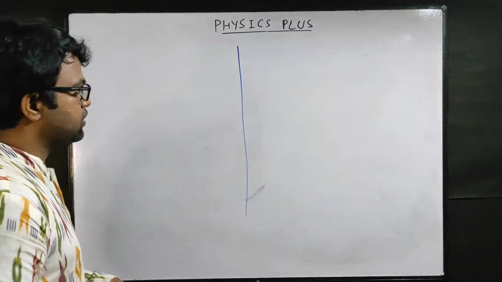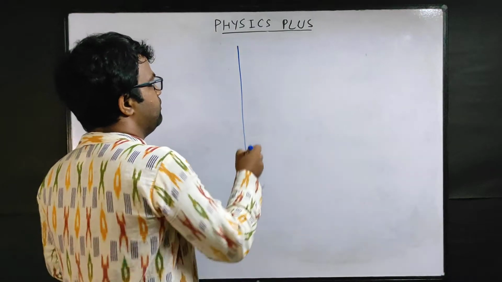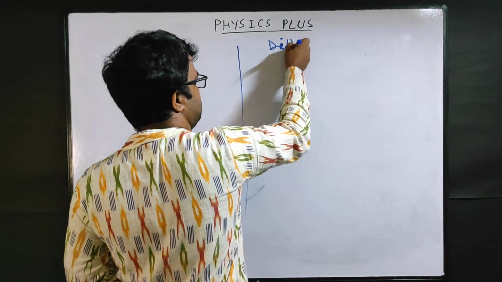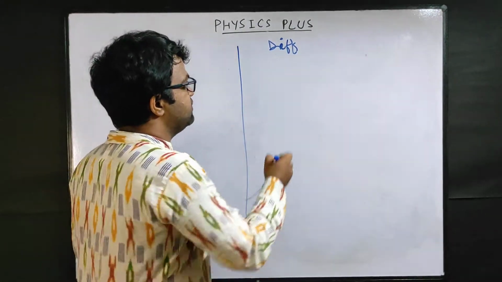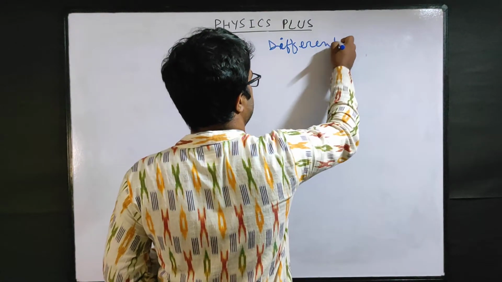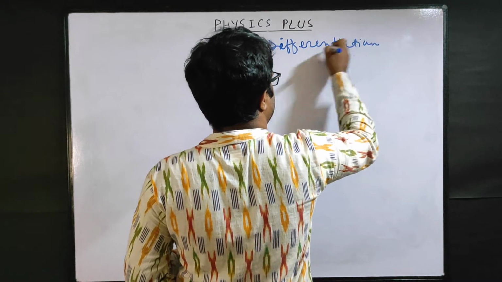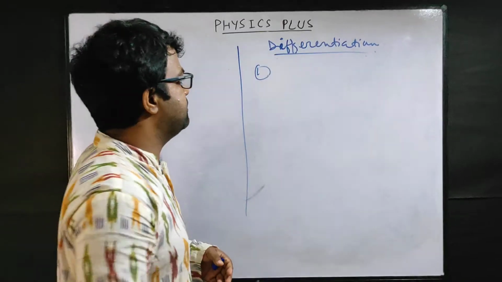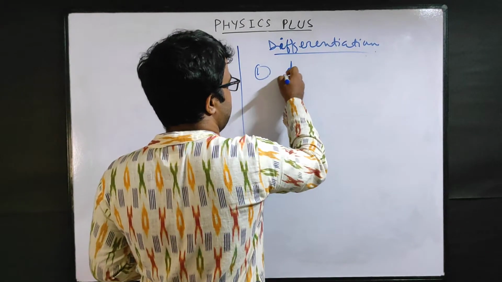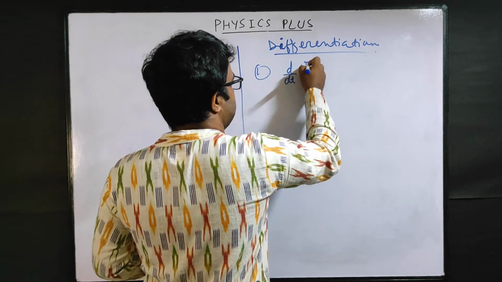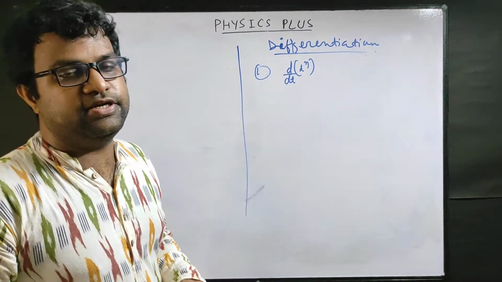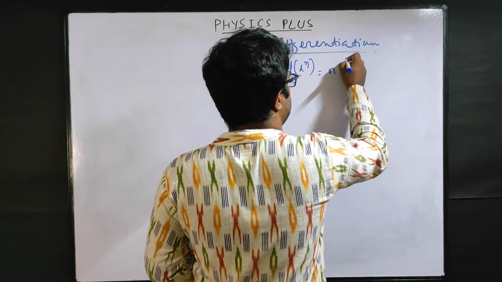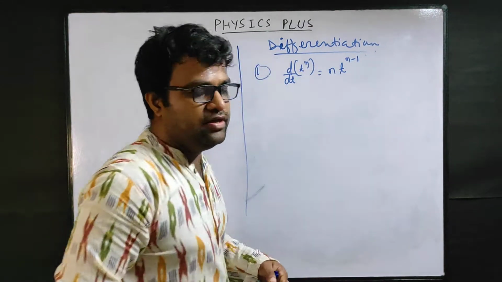So the formulas for differentiation. Differentiation or derivative, it's also called differentiation. The formulas are, number one, first formula is, let's say d by dt of t to the power n. D by dt of t to the power n is n into t to the power n minus 1. What is n? N is the power.